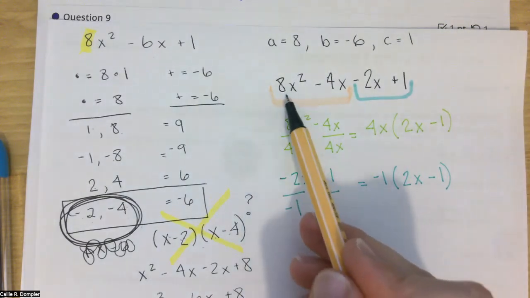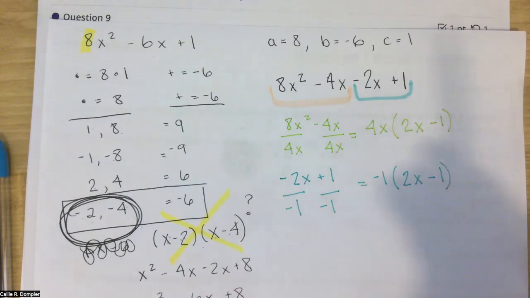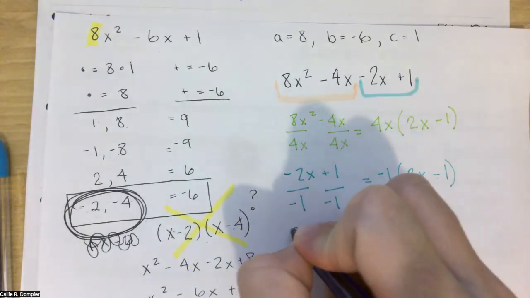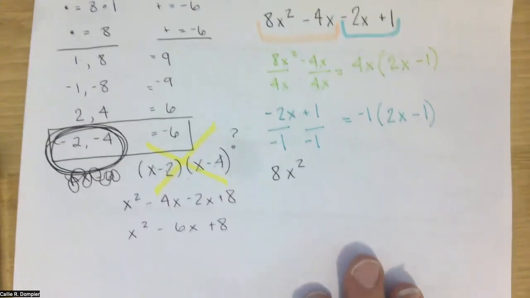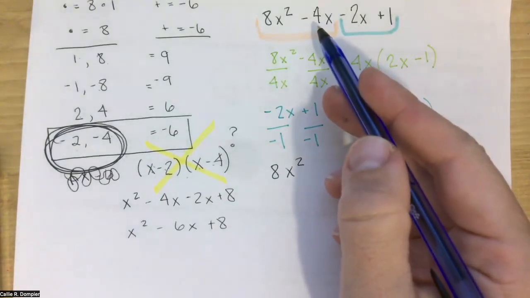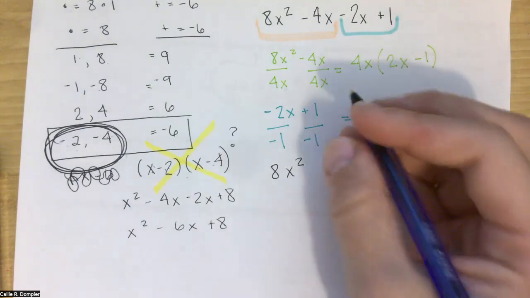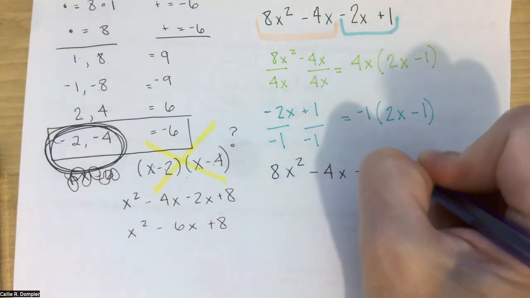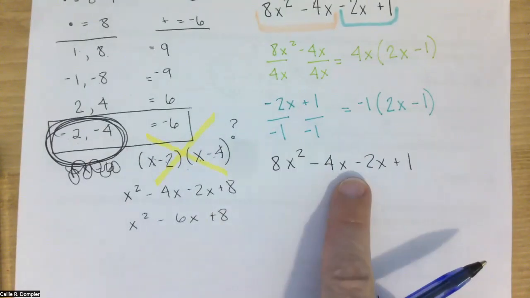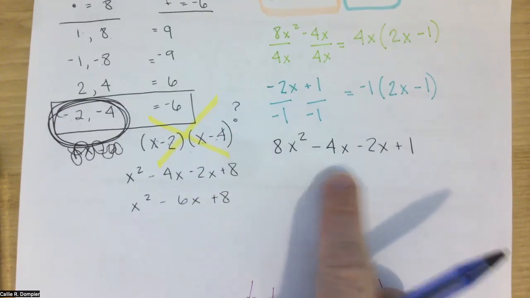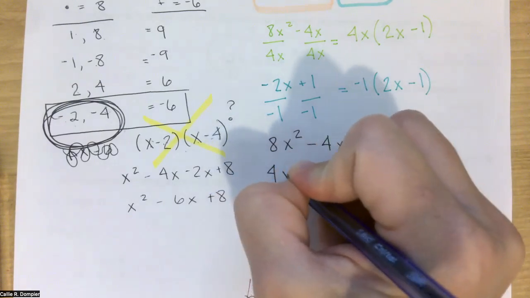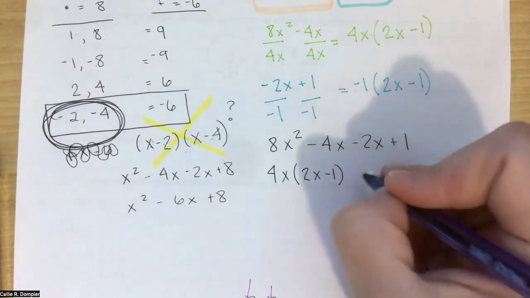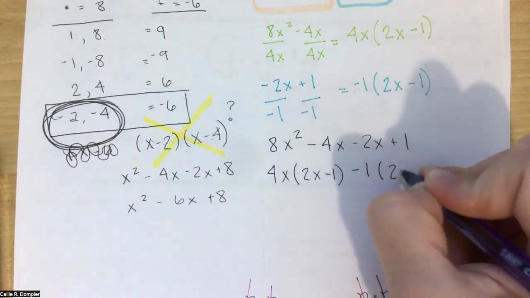Okay? So instead of 8x squared minus 4x minus 2x plus 1, I'm just going to rewrite it because what I was saying was not what I meant to say. This becomes 4x times the quantity 2x minus 1 minus 1 times the quantity 2x minus 1.